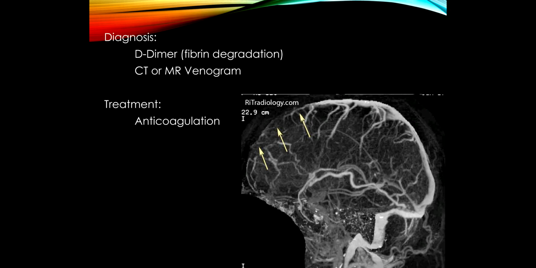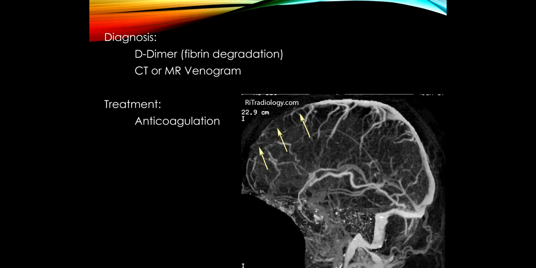So what do we do diagnostically? Well, immediately we would want to check a D-dimer, which is a measure of fibrin degradation. And so this is a good sensitive screening test for cerebral venous thrombosis. And then we want to do either a CT or an MR venogram. In this case, an MR venogram.